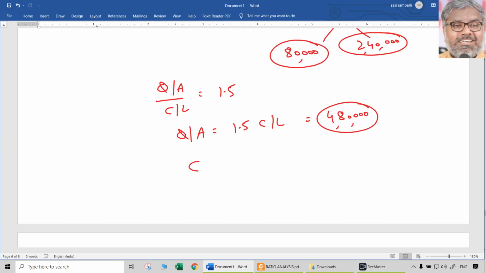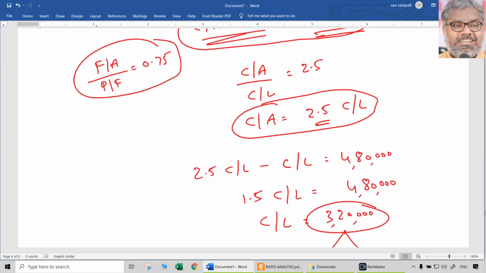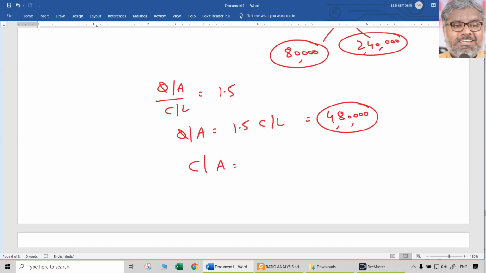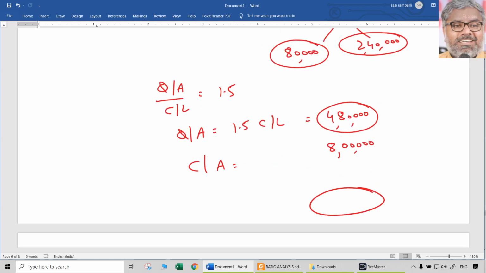And how much will be current assets? That also can be easily found. How do we know that? Because current assets are 2.5 times of current liabilities. Current liabilities we now know is 3,20,000. So 3,20,000 into 2.5, the current assets are going to be 8 lakhs. So quick assets are 4,80,000, current assets are 8 lakhs.